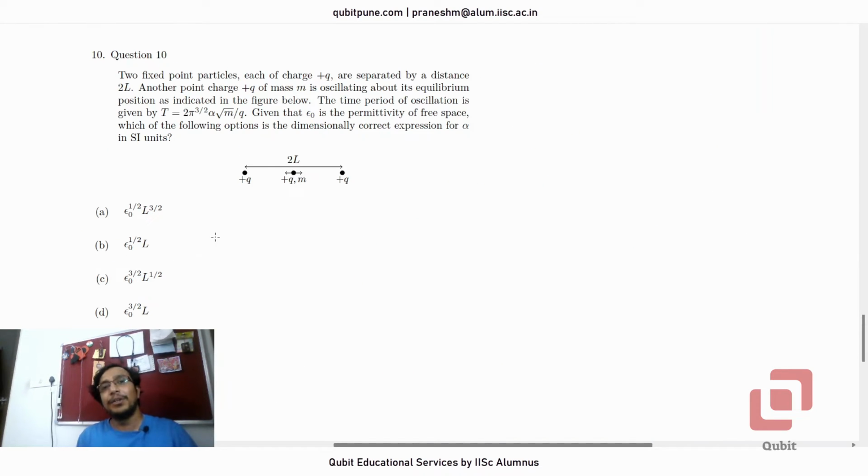MCQ number 10 on units and dimensions. Two fixed point particles, each of charge plus q, are separated by a distance 2l. Another point charge plus q of mass m is oscillating about its equilibrium position as indicated in the figure below. The time period of oscillation is given by capital T is equal to 2 pi raised to 3 by 2 into alpha into root of m by q. Given that epsilon naught is the permittivity of free space, which of the following options is the dimensionally correct expression for alpha in SI units?